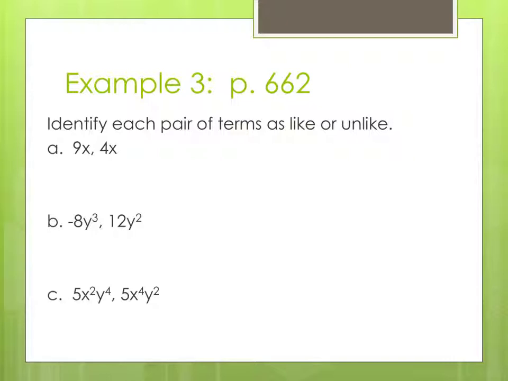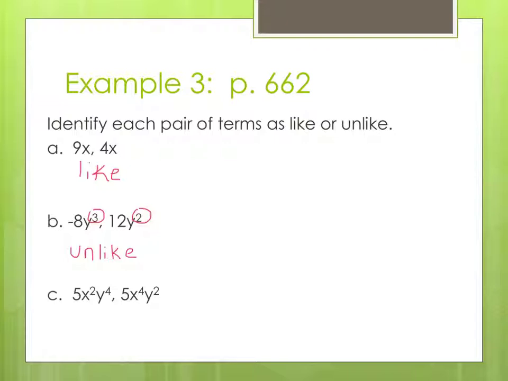Example 3 goes back and relates to what we discussed in example 1 as looking at terms as like or unlike. So A, 9x and 4x. Those two terms are like terms. The variables are exactly the same. We would be able to combine those. B, negative 8y cubed, 12y squared. Well, because my exponents are different, that makes those unlike, and I would not be able to combine those.